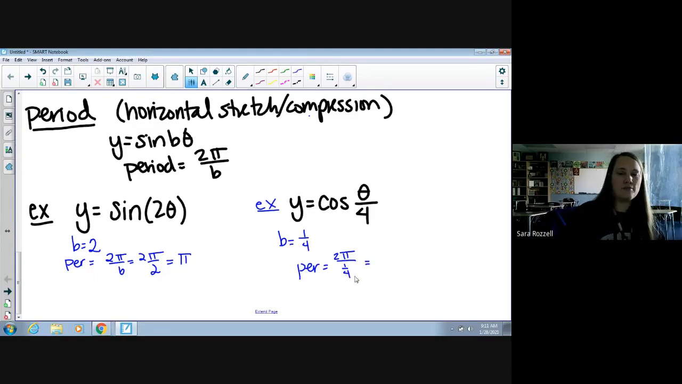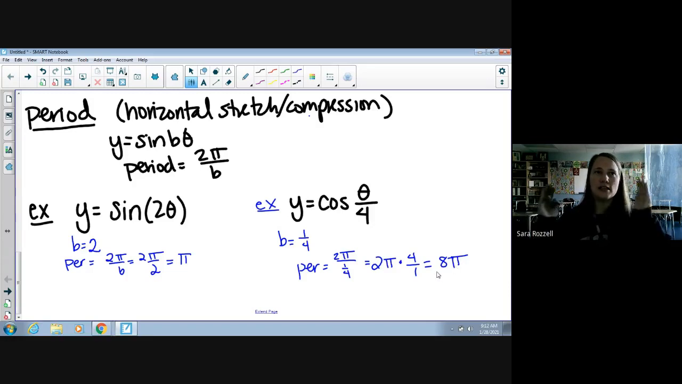We have 2 pi divided by 1/4. So when you divide by a fraction, that's the same as multiplying by its reciprocal, right? Flip the second one over. So that's the same as 2 pi times 4 over 1, which is going to equal what? How many pi? 8 pi, thank you. 8 pi, sorry. That's okay. So the period of the second one is 8 pi. So it's going to take us from 0 to 8 pi to finish one of our cosine rotations, or one of our sets of cosine.